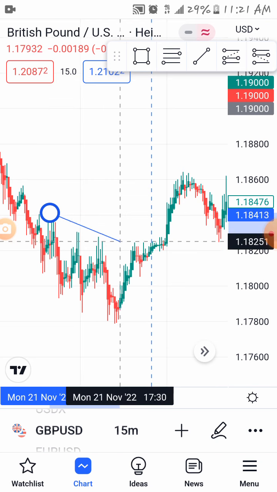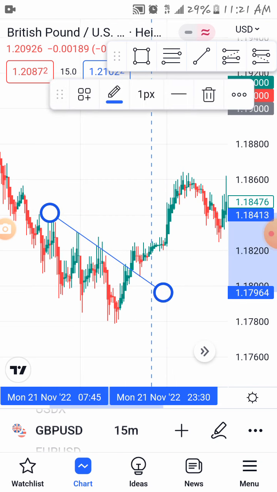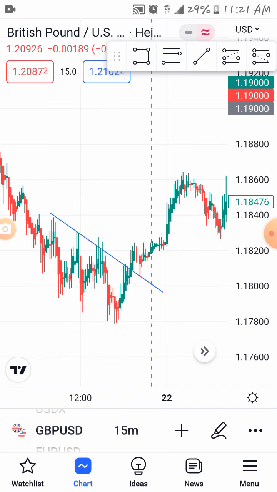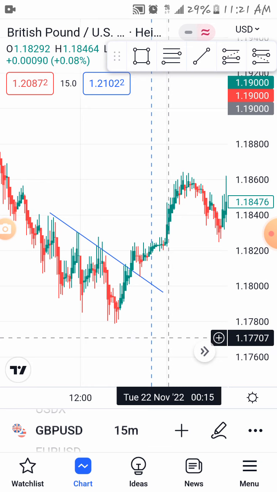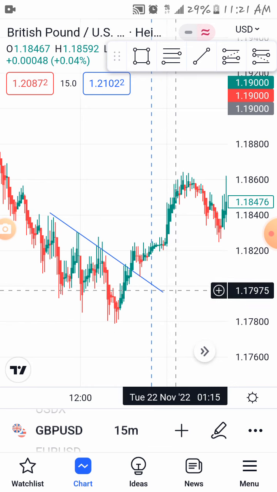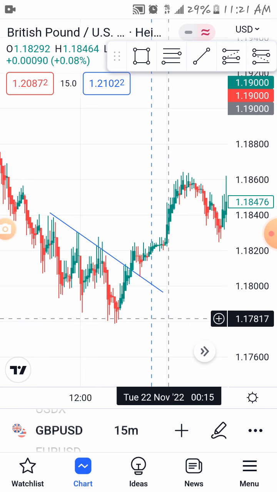So let me just quickly activate our trend line here. You can see that the market was trending to the downside, of course. It broke our trend line, gave us a retest on the trend line, and then boom. But as you can also see, this is where the market closed, and this is the beginning of the next day, which is Tuesday also.